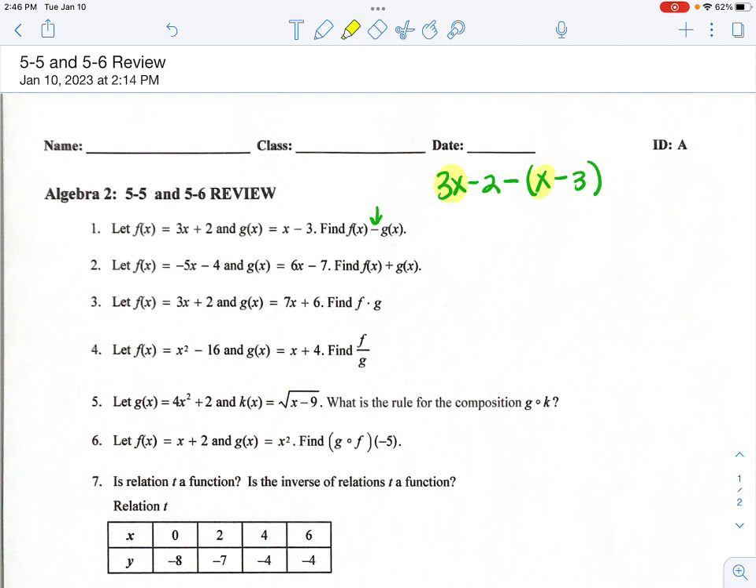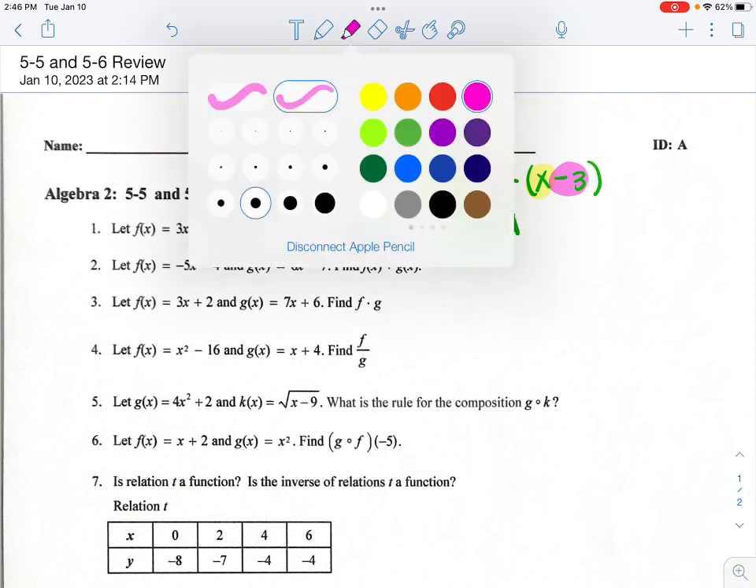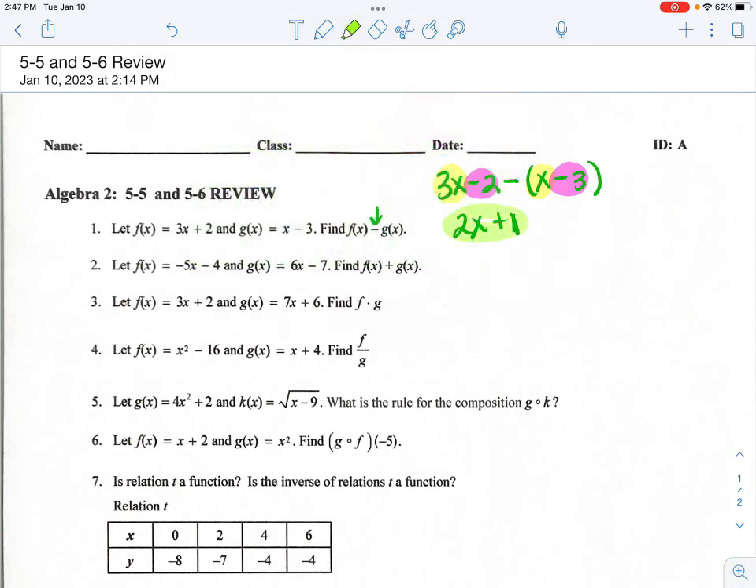This one is super easy, combining like terms. I see I have a 3x and a 1x here. 3 minus 1, again because you're subtracting, is 2x. And this next one's where we got to be really careful because it's negative 2 minus negative 3. If you do negative 2 minus negative 3, that's really negative 2 plus 3, which is 1. So 2x plus 1 is f of x minus g of x. So this is the solution to number 1.